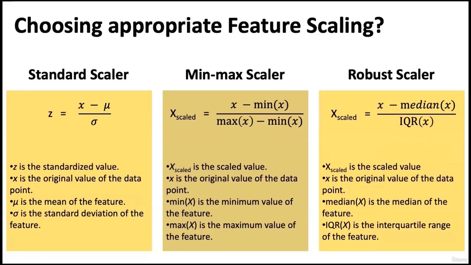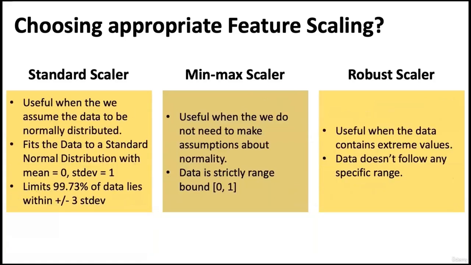Let's do a comparison between these three techniques, when to use what. So a standard scaler is particularly useful when you're dealing with classic machine learning algorithms, which are statistical in nature. A lot of tests, a lot of algorithms assume the data to be normally distributed. And this (X - μ) / σ transformation you saw essentially fits the data to a standard normal distribution.